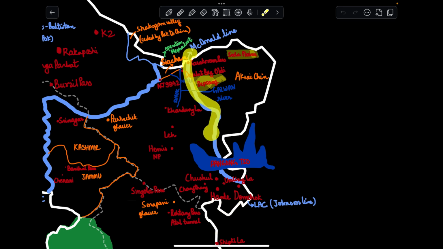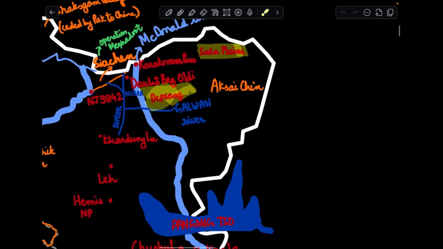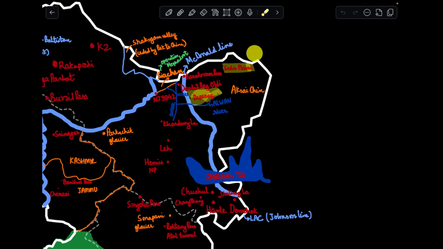The McDonald line is in the Ladakh region. Towards the eastern part, we have the Depsang plains. There were some contentions over the Depsang plains in recent years. The Galwan River, one of the major rivers, originates from Aksai Chin and then enters the area of Ladakh. It is one of the major tributaries of the Shyok. The other tributary of the Shyok is the Nubra, which originates from the Siachen. Siachen is towards the north of the Nubra River.